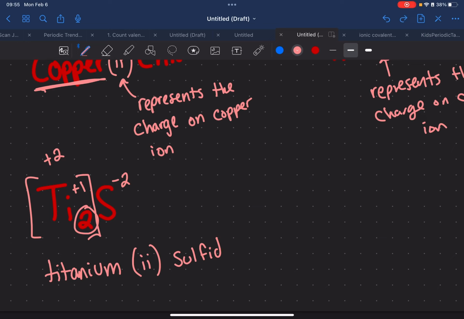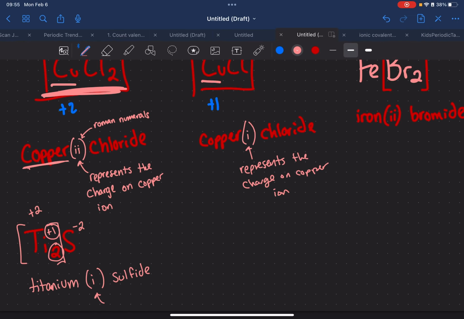Oh my goodness, I made a mistake. Remember, this Roman numeral is supposed to represent the charge on 1 titanium ion. My mind was wandering, sorry. So this should be not titanium 2 sulfide, but titanium 1 sulfide. I'm so sorry about that. If you caught me, good job. You're doing good.